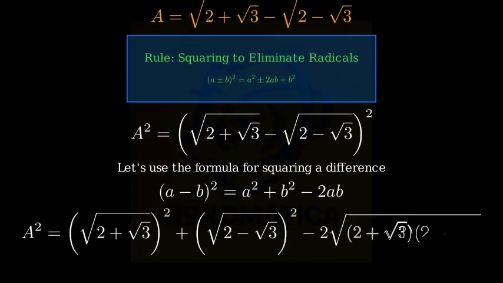Applying this formula to our expression, we get a squared equals the square root of 2 plus square root of 3 squared plus the square root of 2 minus square root of 3 squared minus 2 times the square root of 2 plus square root of 3 times the square root of 2 minus square root of 3. Now, let's simplify the squared terms.